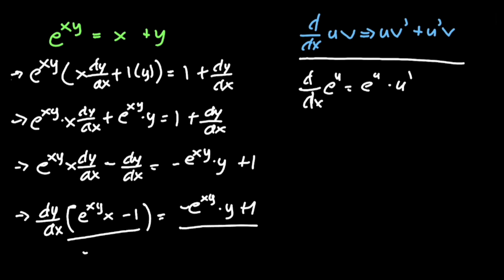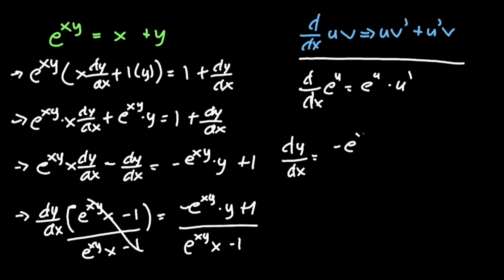Divide both sides by e raised to the power of xy multiplied by x minus 1. Cancel each other out. So the final answer would be dy over dx is equal to negative e raised to the power of xy multiplied by y plus 1 over e raised to the power of xy multiplied by x minus 1.